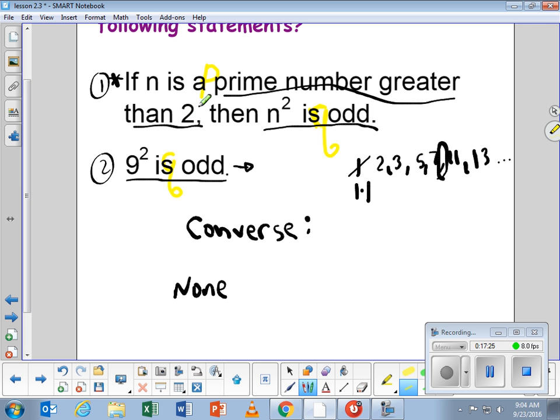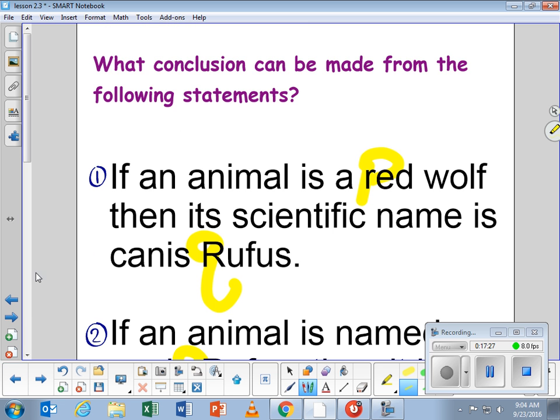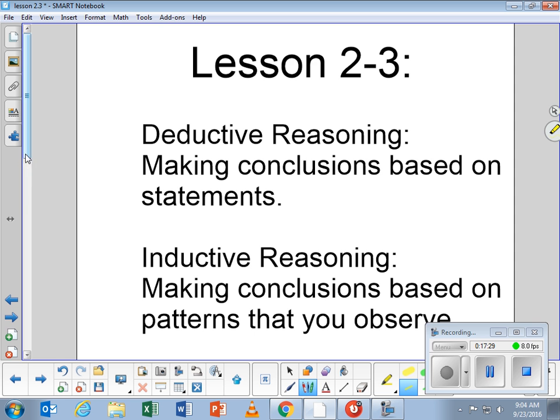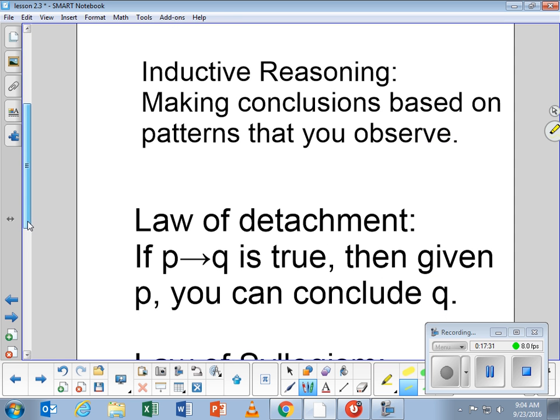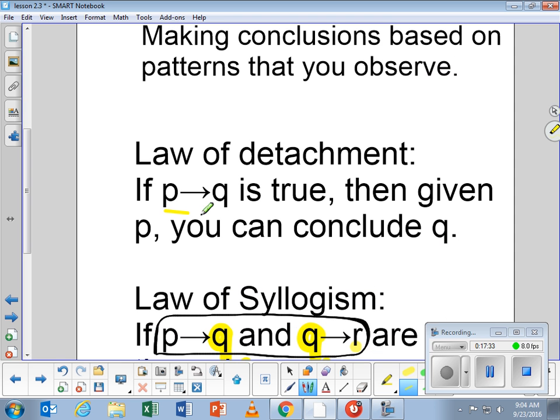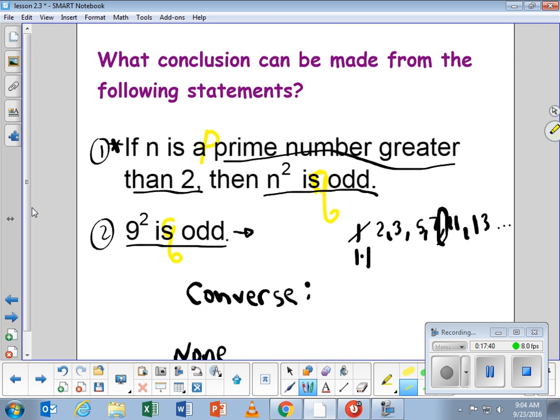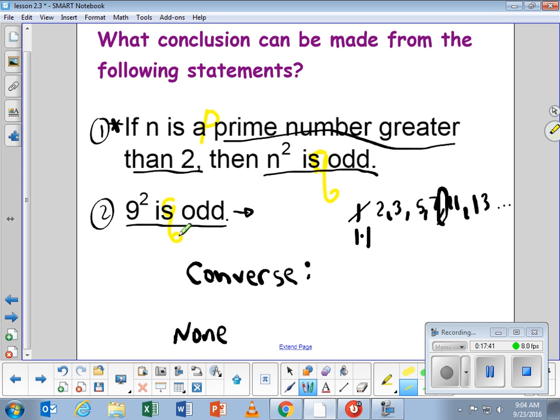So remember, the law of detachment says, from this previous page, if p then q is true, then given p we can conclude q. And we go back to this, we're not given p, we're given q here. So no conclusion can be made, not enough information. But the desire you will have will be to say the converse is true. And remember, that's not always true.